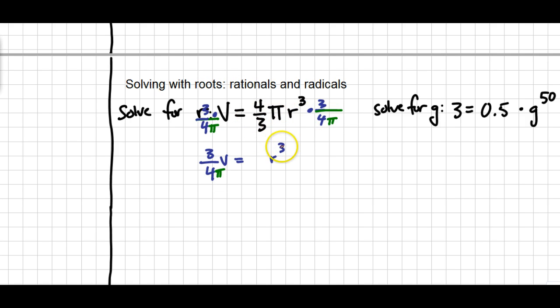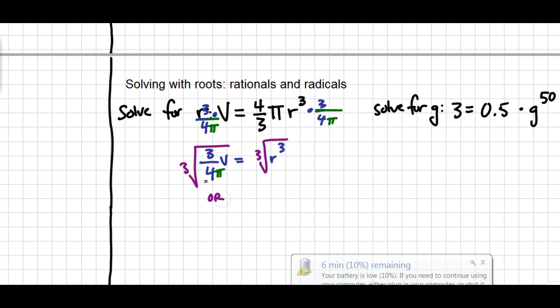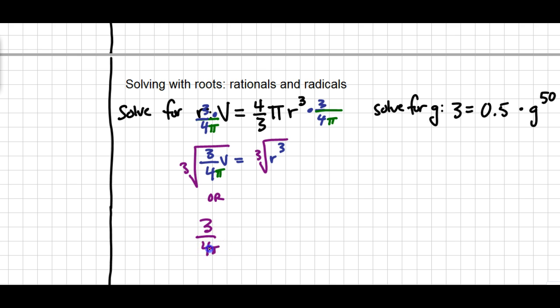To get rid of the cubic here, or raising to the 3, I've got the option of taking the cube root of both sides, or we can raise to the 1/3 power on both sides. If you decide to raise to the 1/3 power, just make sure that you put it with everything, or just put your entire problem in parentheses. So you've got 2 answers there. You can say cube root, or you can write it as 3/4 pi v, put it all in parentheses and raise it to the 1/3 power.